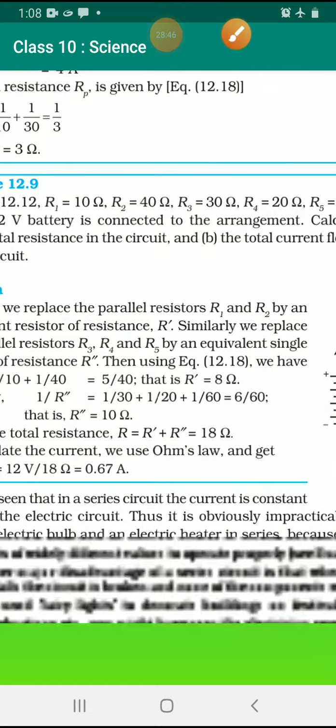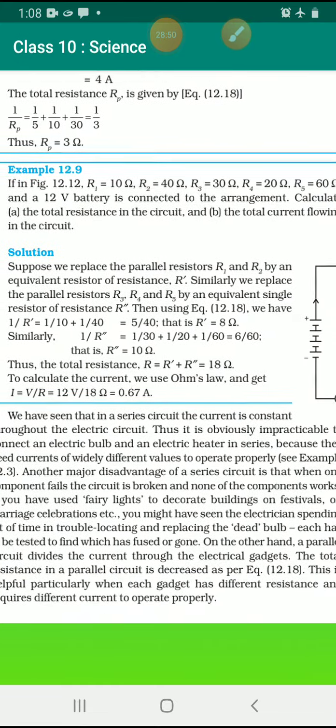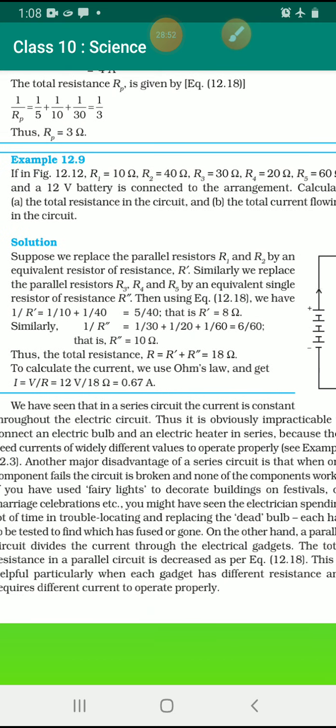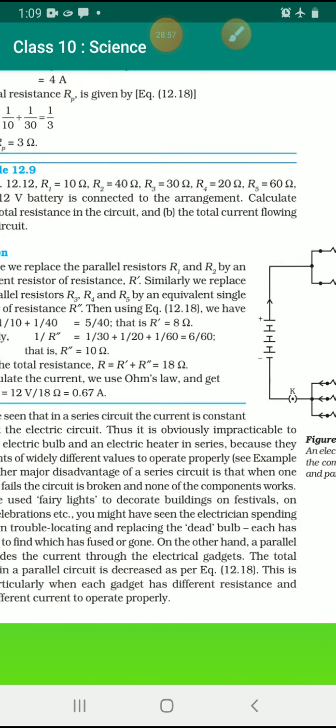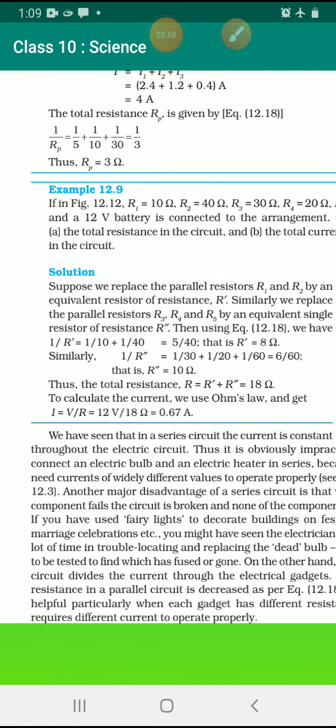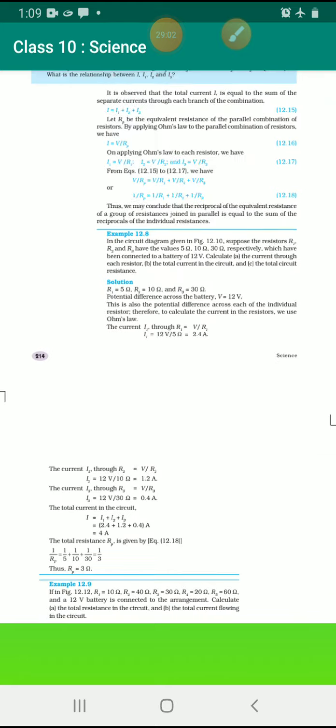So you can see that, children, a small question is given. Let's try to see. So he has given that in the figure R1 is 10, R2 is 40, R3 is 30, and R4 is 20, R5 is 60. Before that, we'll see this other question first, and after that we'll try to see that.